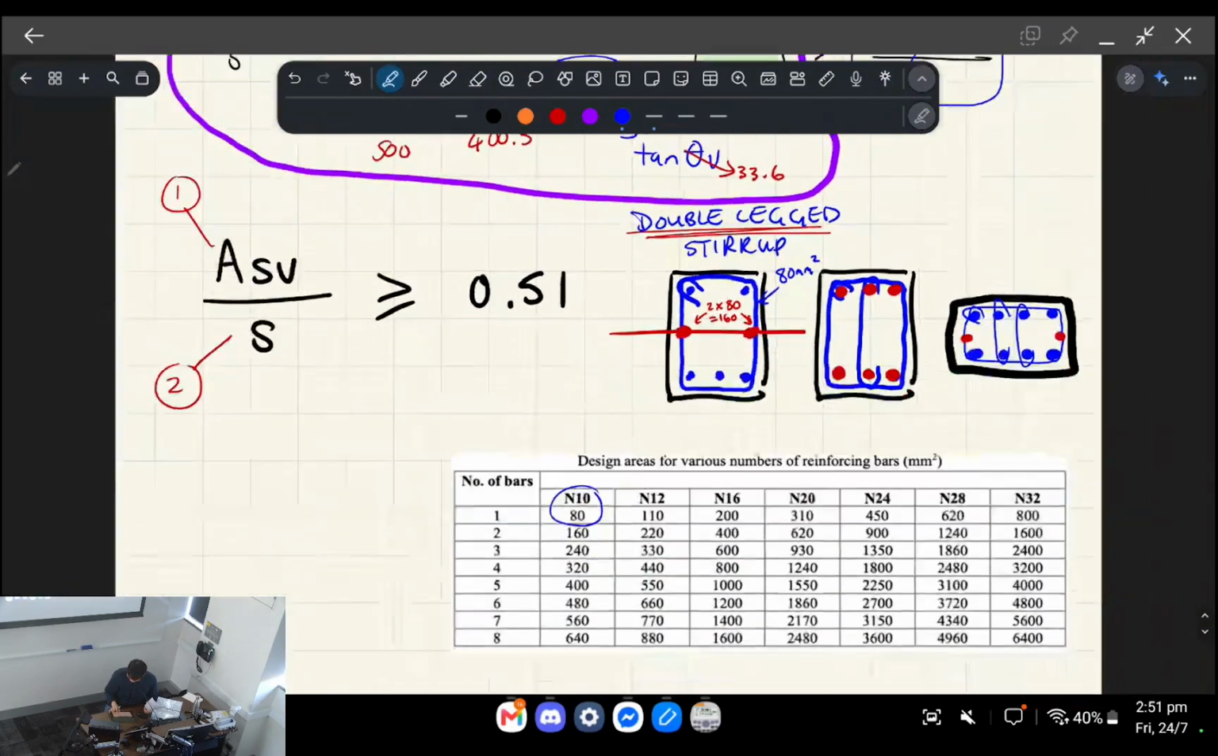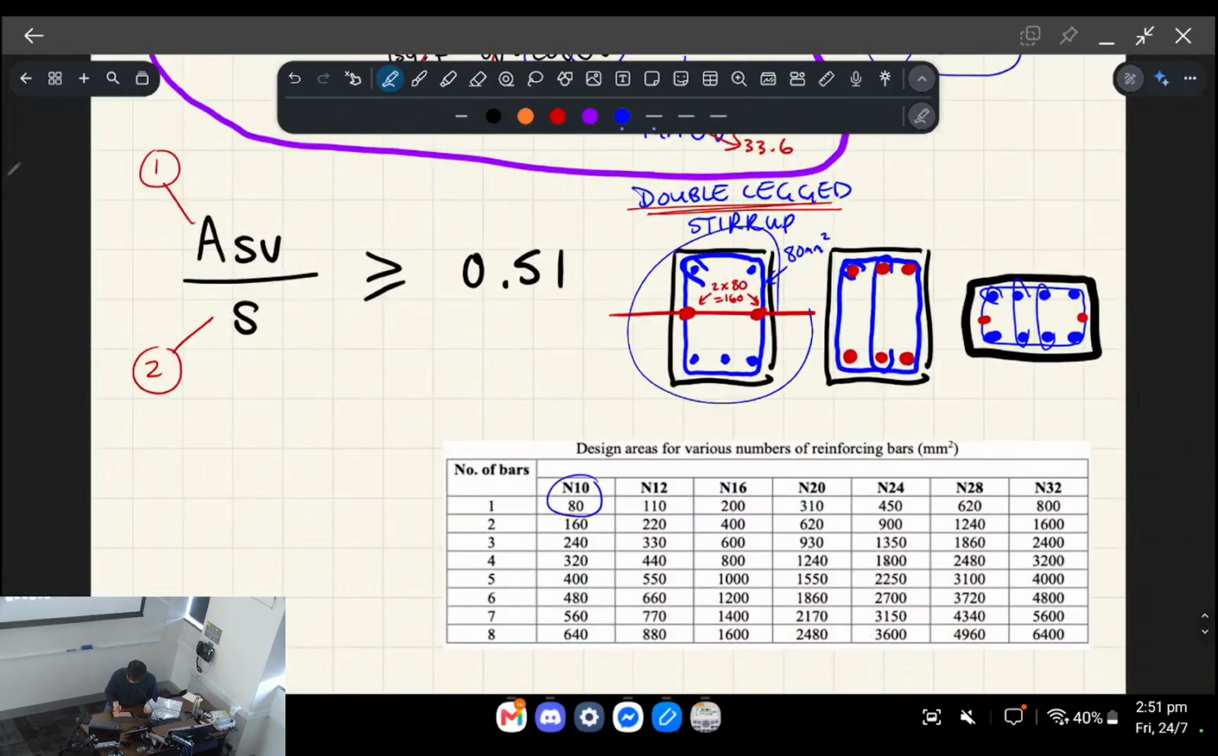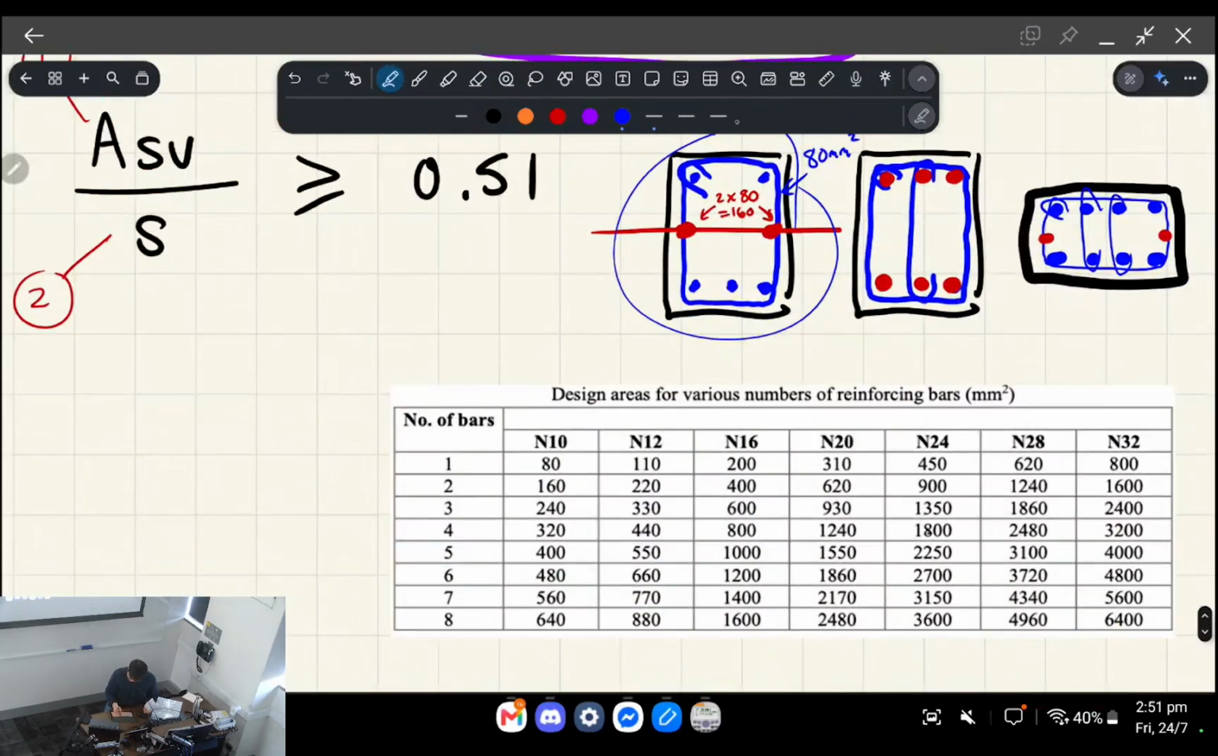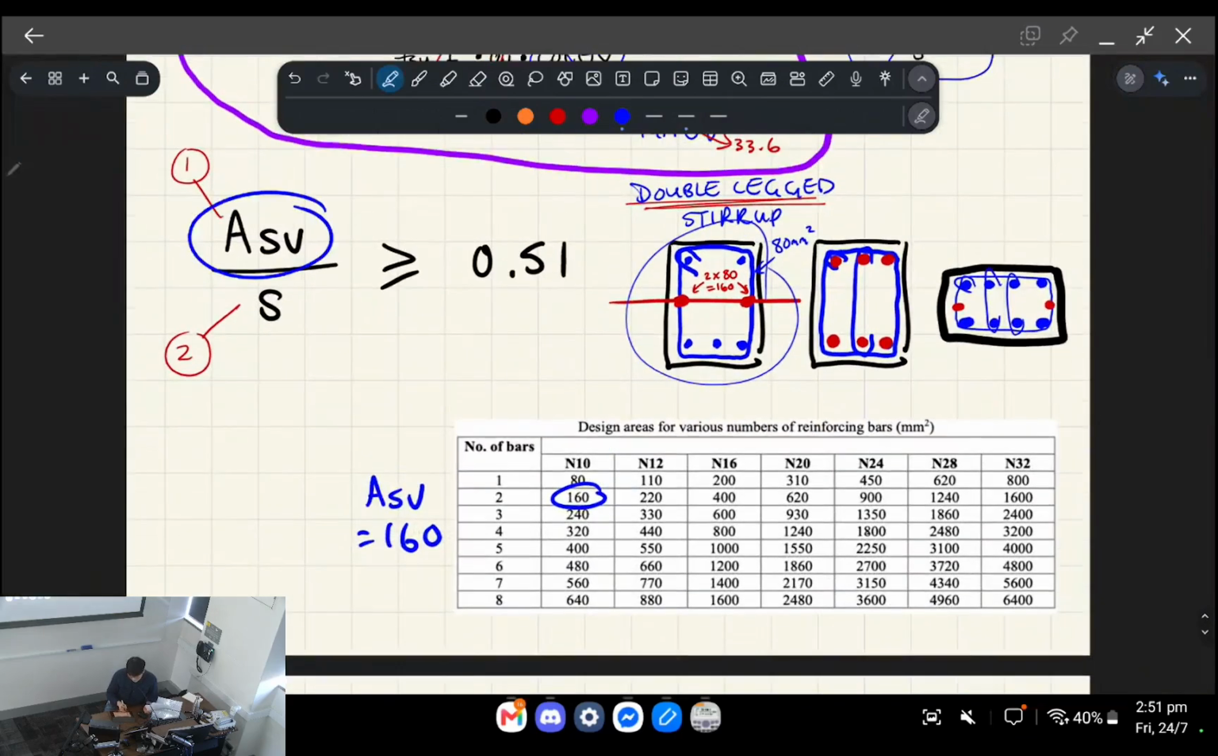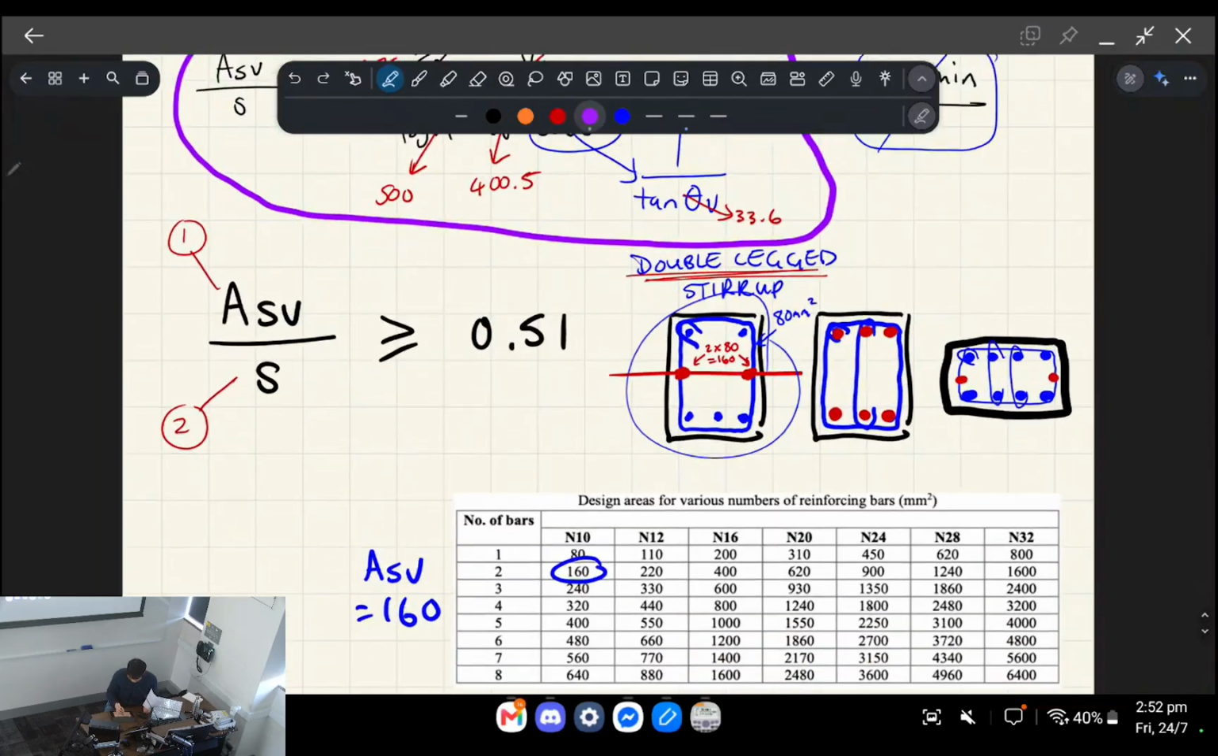So anyway, in our case, we're going to do 2 legs, all right? And we're going to choose N10s, and so we're going to choose ASV equal to 160, okay? Once we've chosen ASV, now we're interested in choosing the spacing. That's going to be governed by this ratio.